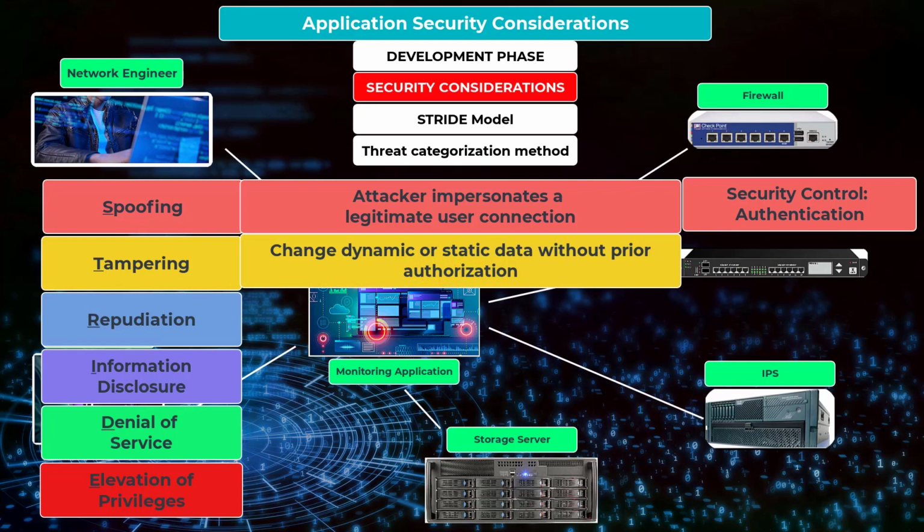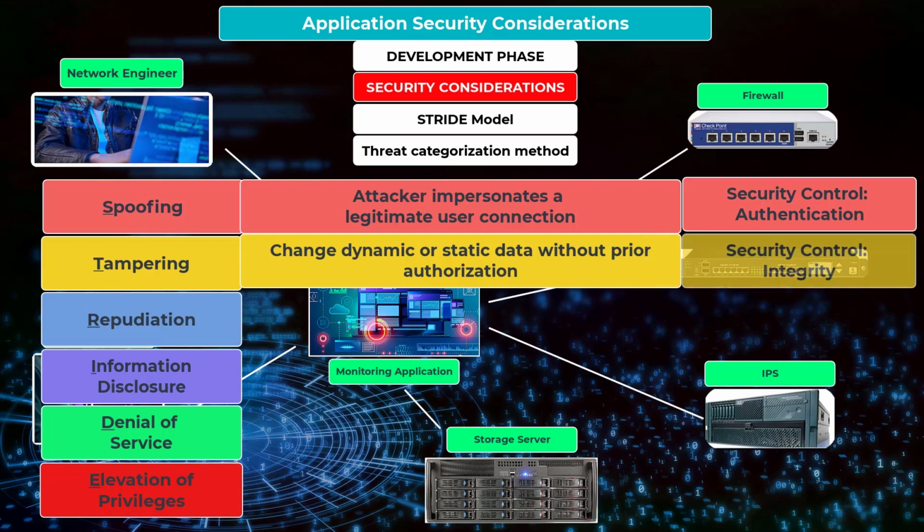Tampering means to change or modify dynamic and static data without prior authorization. Files, databases, passwords, or any type of data at rest or in storage. The security control to properly guard against tampering is integrity. To enforce integrity, integrity is the high-level concept. The technical implementation countermeasure is, of course, hashing.